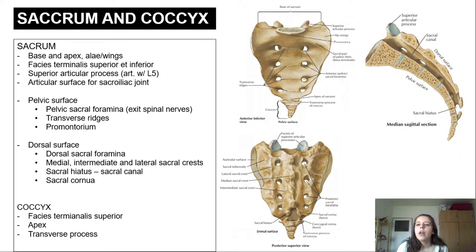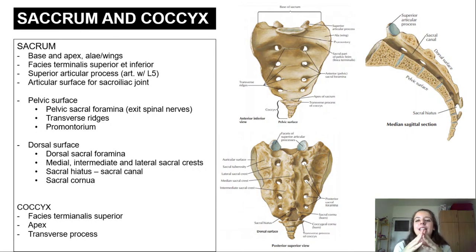What else? So this image shows the pelvic surface, which is going to have this shape, while the dorsal surface, so the one on the back, dorsal means posterior, it's going to have this shape. So I think this is concave and this is convex, but I have problems with those two words. So yeah, just check if it's right, because I'm not sure.